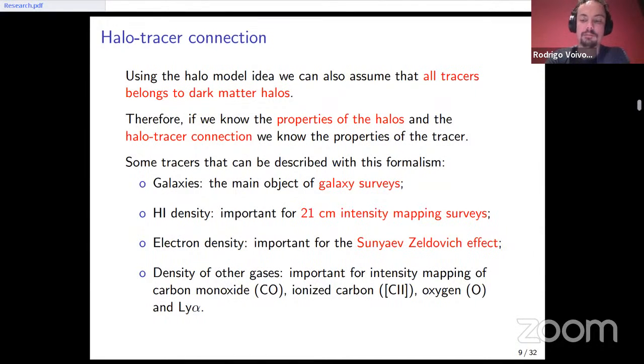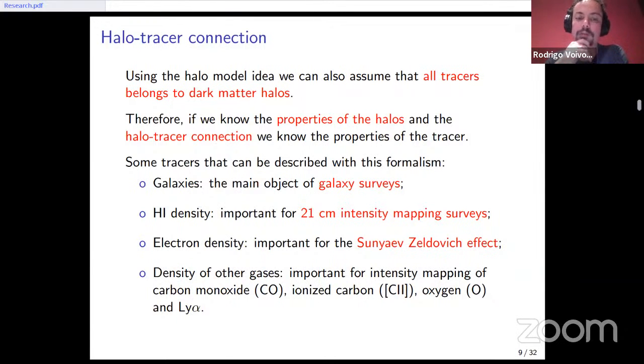Okay, so now moving on to the halo tracer connection. As I said before, it is based on the halo model. And the idea here is that all tracers belong to dark matter halos. So the idea that all galaxies in the universe, or all H1 in the universe, or all electrons in the universe, everything belongs to halos, okay?